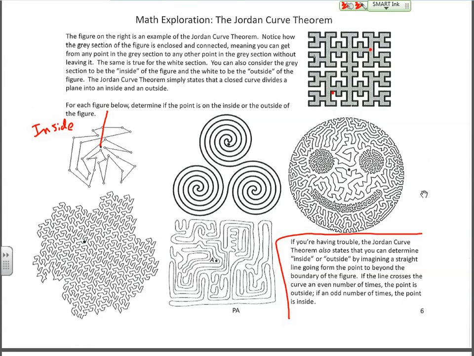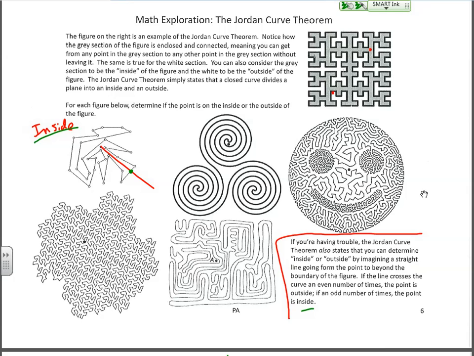So what I want to do here is look at my point and decide how many times this crosses through a line of the figure. 1, 2, 3. An odd number of times, therefore the point is inside, which is the same answer that we got here. Let's draw a different line through. It only crosses once. 1 is odd, therefore we know the point is inside the figure.